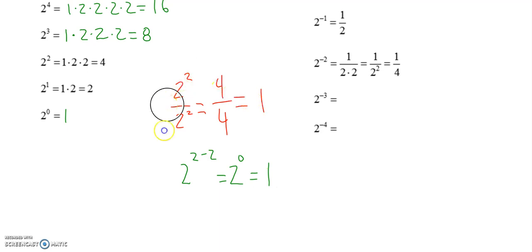So this is another way of showing you why anything to the 0 power equals 1, because if you have a 0 exponent, that means you must have the exact same top and bottom of the fraction. You're dividing the same numbers because you have the same exponents. That's how you got 0.